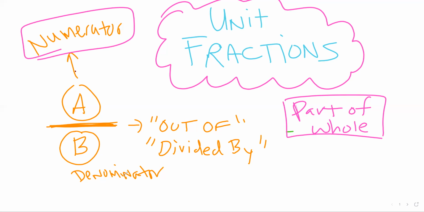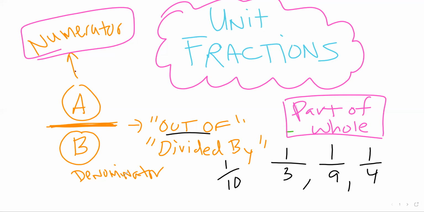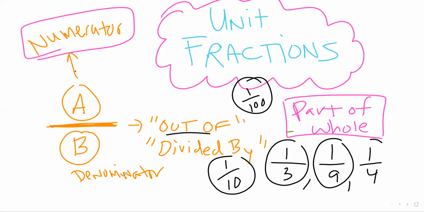So like 1 out of 3, or 1 divided by 3, which we'll talk more about, but you can get an idea that it's a lot like decimals, right? When we got smaller. 1 out of 9, 1 out of 4, 1 out of 10, 1 out of 100. These are unit fractions. We could also read that as 1/100th or 1/10 or 1/3 or 1/9 or 1/4.